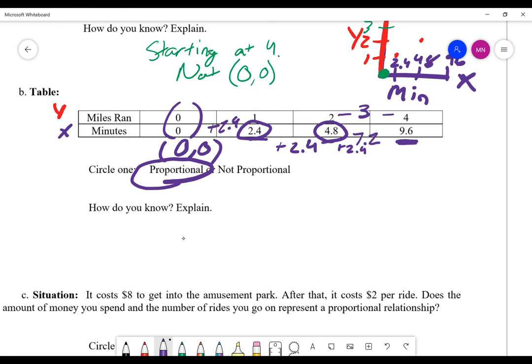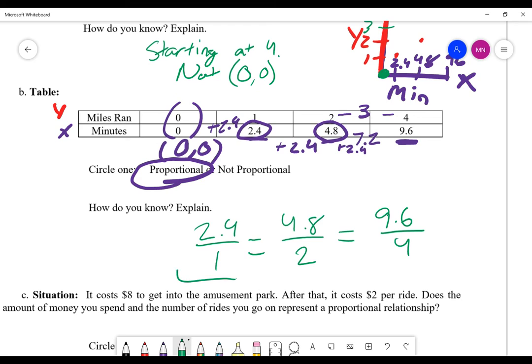And when it says, how do you know? You could say, goes up by the same each time, or you could show your work. You could do 2.4 over 1 equals 4.8, our minutes over our miles ran. 9.6 over 4, they all are equivalent because they all equal 2.4 over 1, meaning that you can run 2.4 miles in 1 minute. Okay, so miles per minute. That's our unit rate. And then we also know that it starts at the origin.